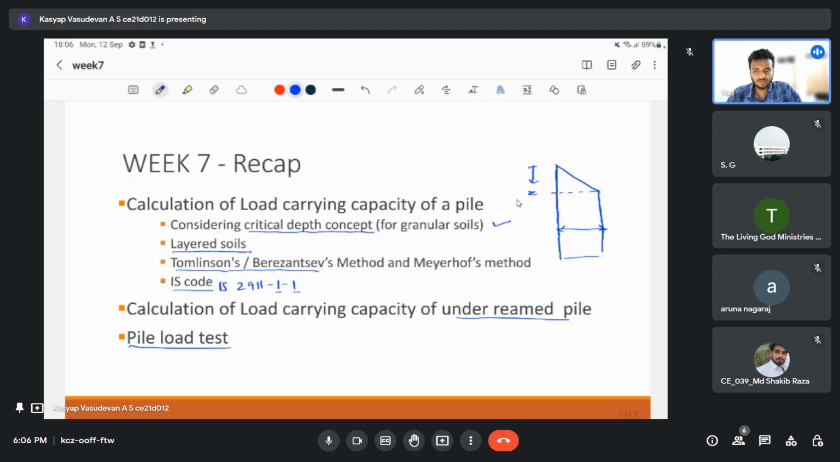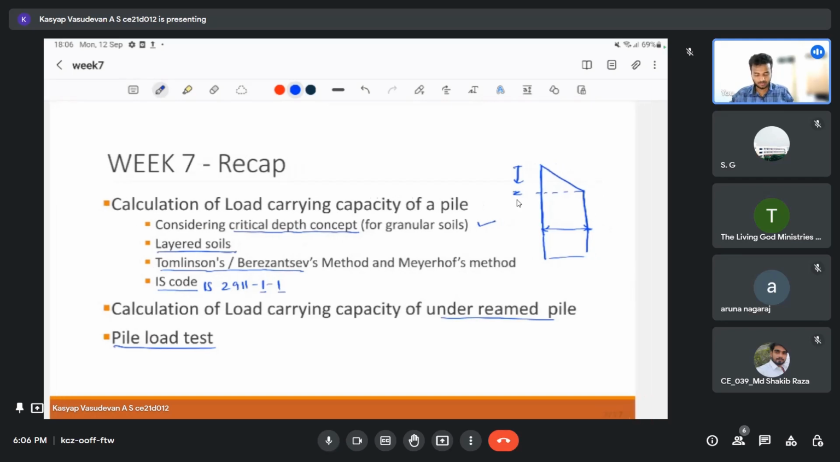So we'll be discussing a few problems. It could seem to be repetitive, but since we are dealing with different numbers, we'll get a better idea. So let's begin with the first question.